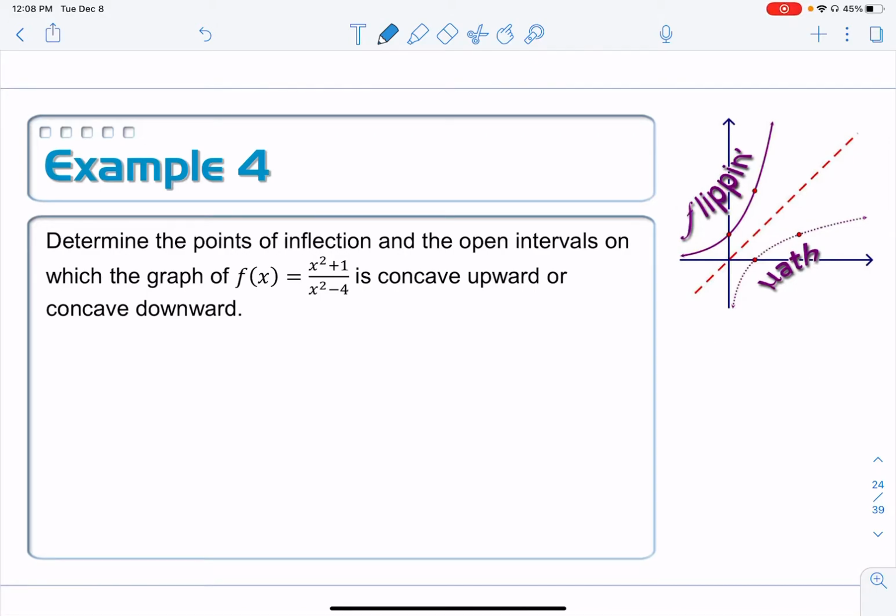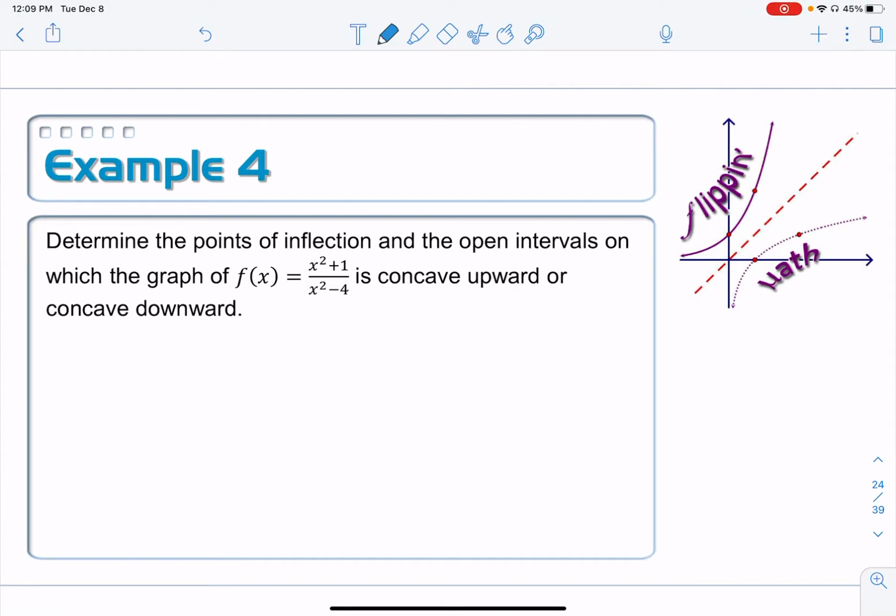For example 4, determine the points of inflection and open intervals on which the graph of f of x equaling a rational function is concave upward or downward. So same thing that we did in the previous exercise, but there's going to be an added complication as you're about to see. Okay, so how do I start this?